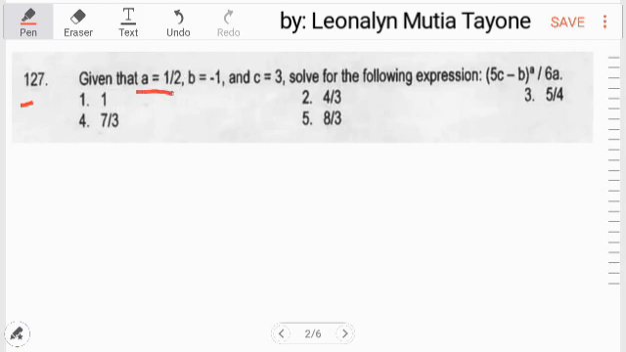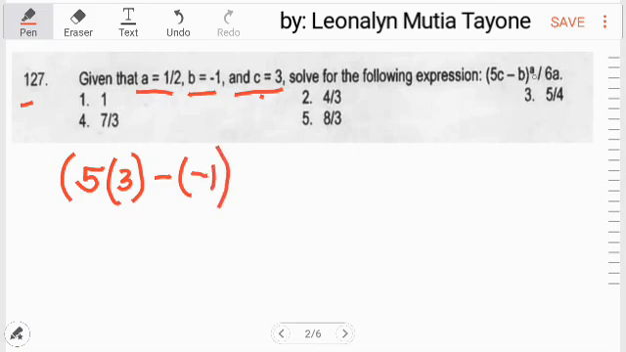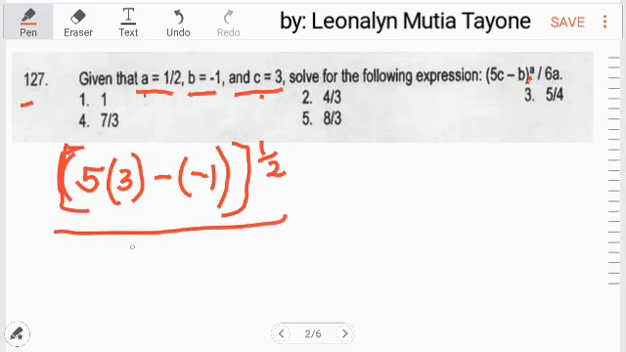Question number 127. Given that A is equals to 1/2, B is equals to -1, and C is equals to 3. Solve for the following equation. So, mag-substitute tayo. This is 5. Ang C natin ay equals to 3. Dapat nasa loob siya ng parenthesis. Minus, yung B is equals to -1. And then, A yata ito. So, that is A. So, ni-raise ito lahat ng A, 1/2, over 6A. Ang A ay 1/2.